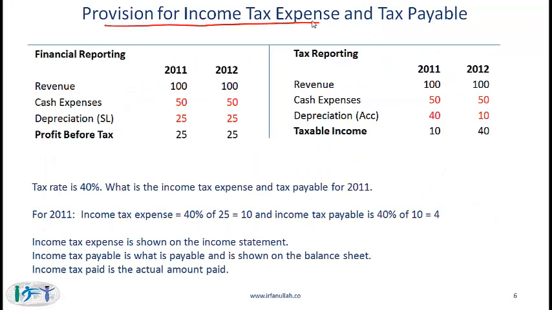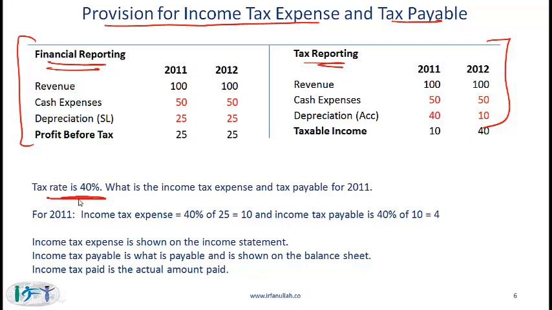Provision for income tax expense and tax payable. I have reproduced the segment from the last slide. So again, we see the excerpt from the income statement over here and an excerpt from the tax return on the right. The question now is, given a tax rate of 40%, what is the income tax expense and what is the tax payable for 2011?